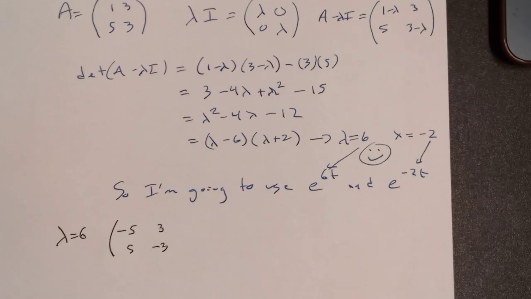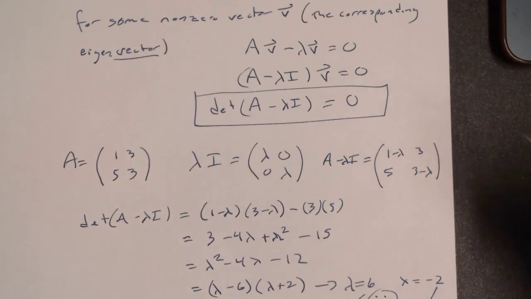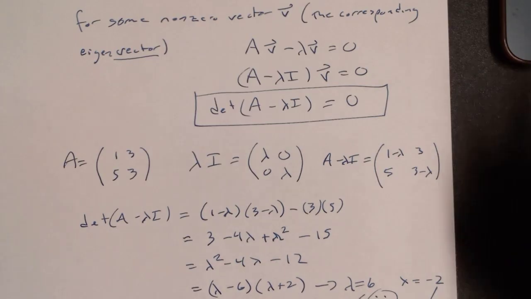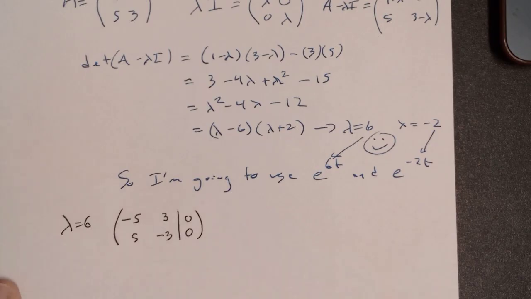Now this time I want to set this equal to what? I go back up here. My goal was to set that matrix equal to 0. So I'm going to augment the matrix. I want to set those equations equal to 0 and solve this set of equations. You are welcome to do this not in a matrix if you really want to. You could write negative 5x plus 3y equals 0 and 5x minus 3y equals 0.